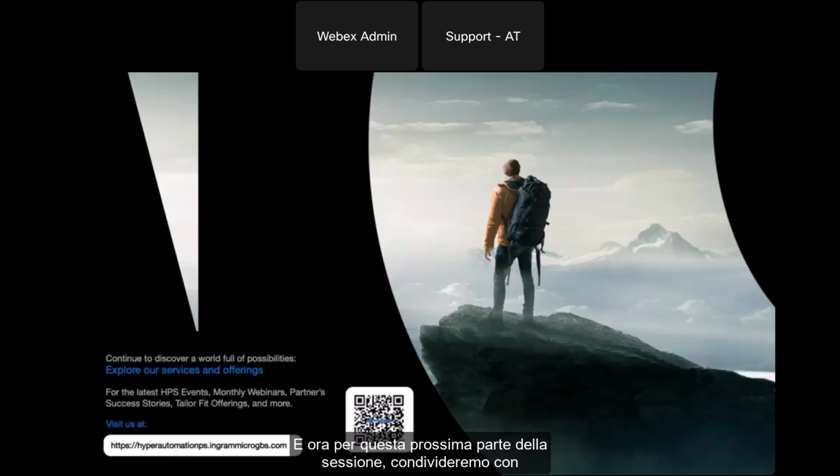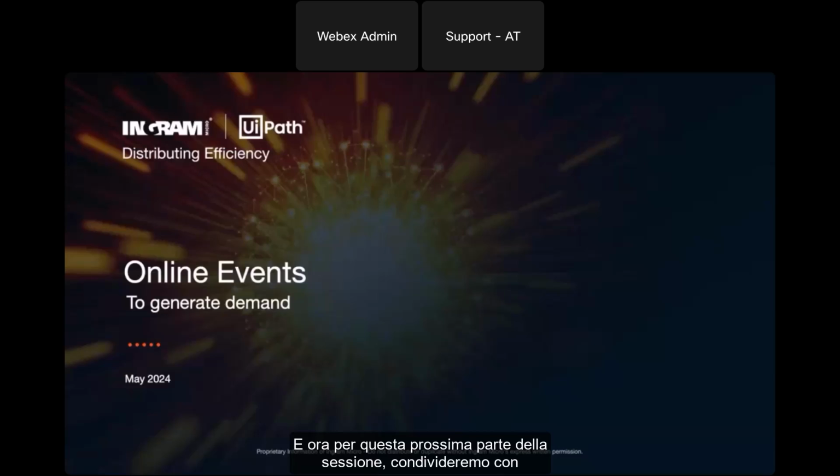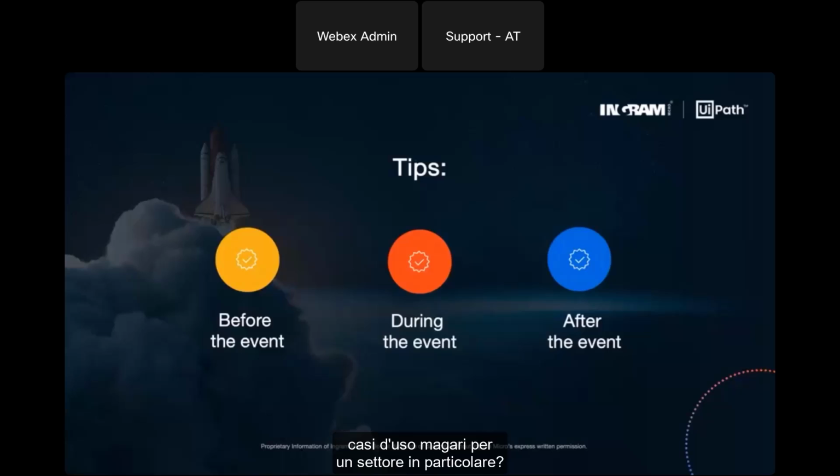And now for this next part of the session, we're going to share with you some ideas and some best practices around your demand generation strategy, right? So once you found the use cases that are going to be relevant for your customers, how can you start generating demand around those use cases for perhaps a particular industry? In this case, we have the example of manufacturing, but any other industry that you have among your customers as well. So we have some recommendations that you should consider before the events, in case that you decide to organize this online event.